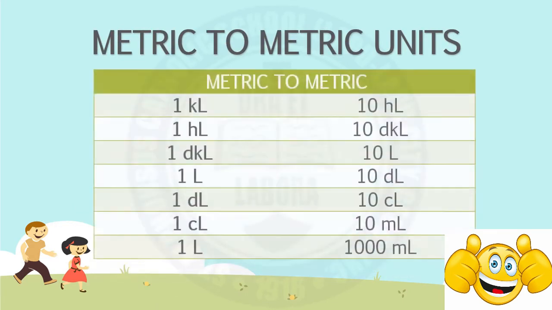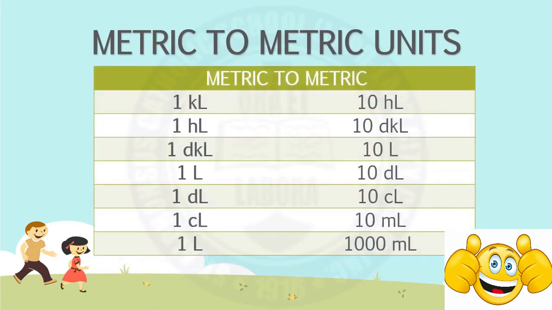Metric to metric units of the volume. 1 kiloliter is equal to 10 hectoliters. 1 hectoliter is equal to 10 decaliters. 1 decaliter is equal to 10 liters. 1 liter is equal to 10 deciliters. 1 deciliter is equal to 10 centiliters. 1 centiliter is equal to 10 milliliters. 1 liter is equal to 1000 milliliters.